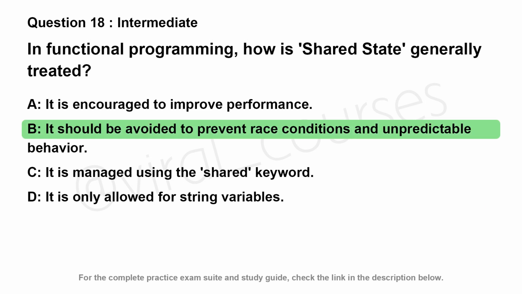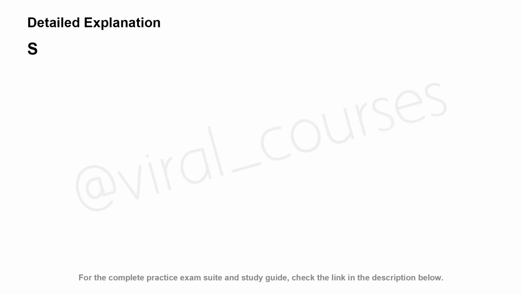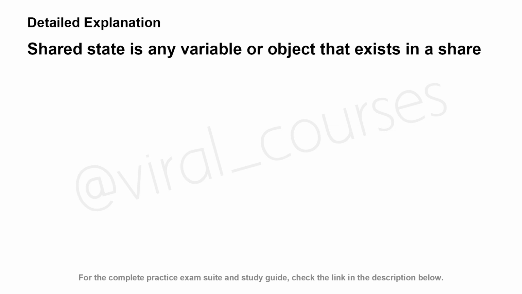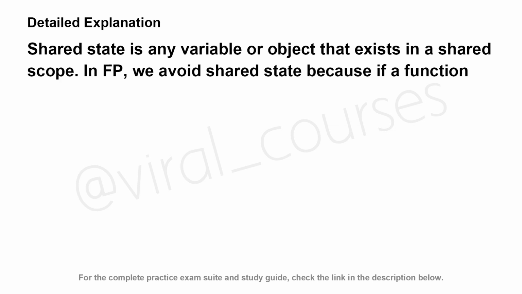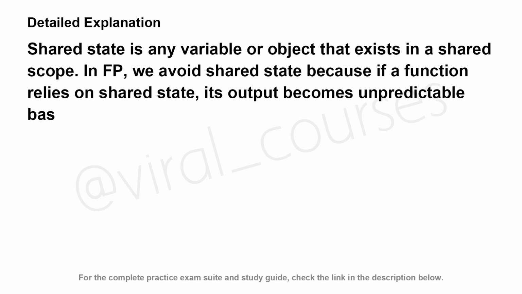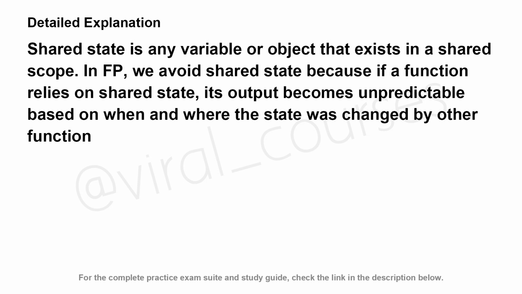The correct answer is B. Shared state is any variable or object that exists in a shared scope. In FP, we avoid shared state because if a function relies on shared state, its output becomes unpredictable based on when and where the state was changed by other functions.